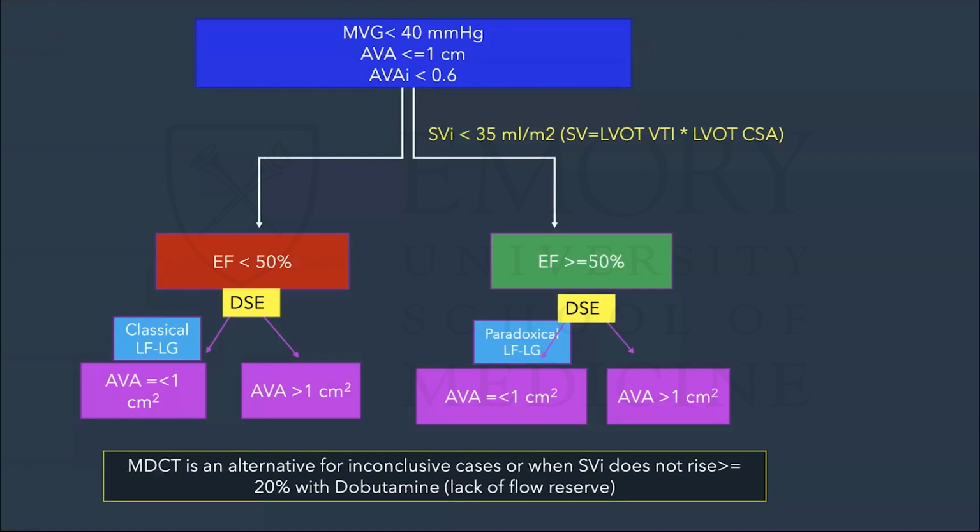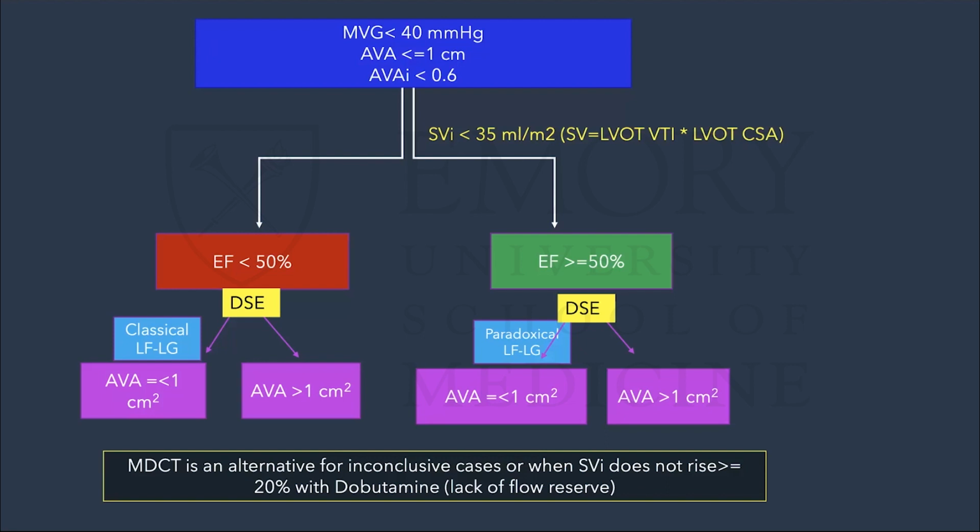So that takes me to the way of diagnosing patients with low flow, low gradient AS. This is a situation where we have a mean gradient that doesn't meet the criteria for severe, but an aortic valve area of 1 centimeter or less, or an indexed valve area of less than 0.6. And to be diagnosed with low flow, these patients usually have to have a stroke volume indexed to the body surface area of less than 35. And the EF could be reduced or preserved.